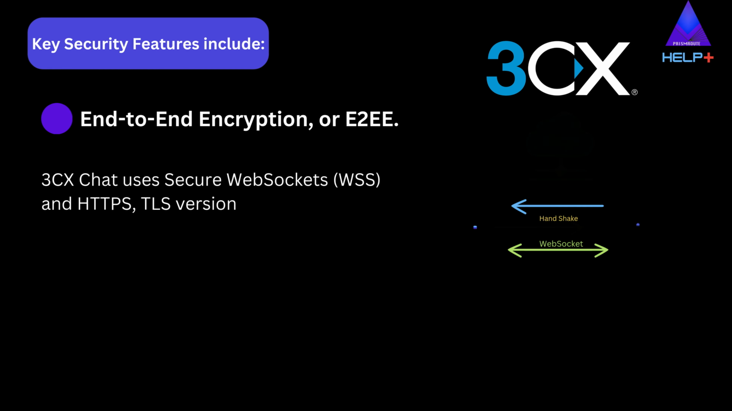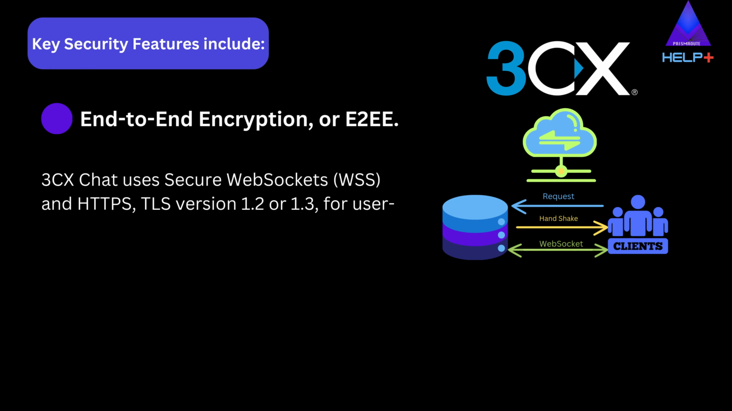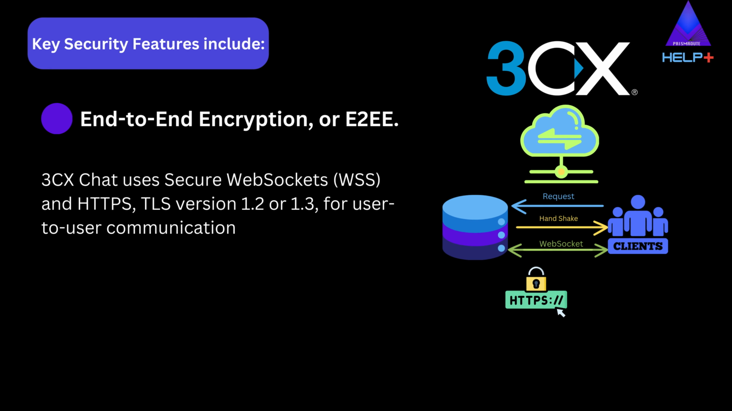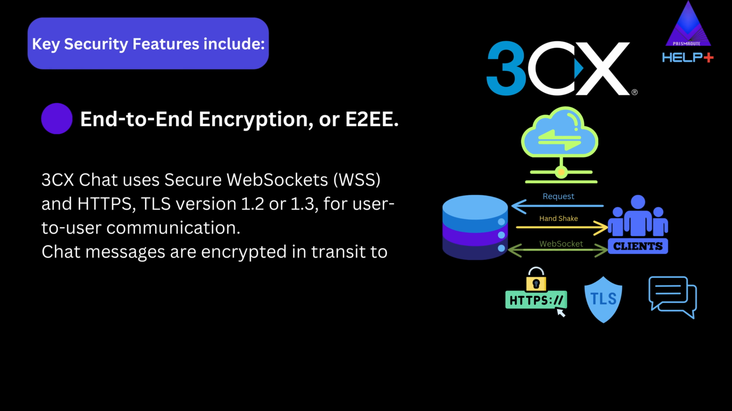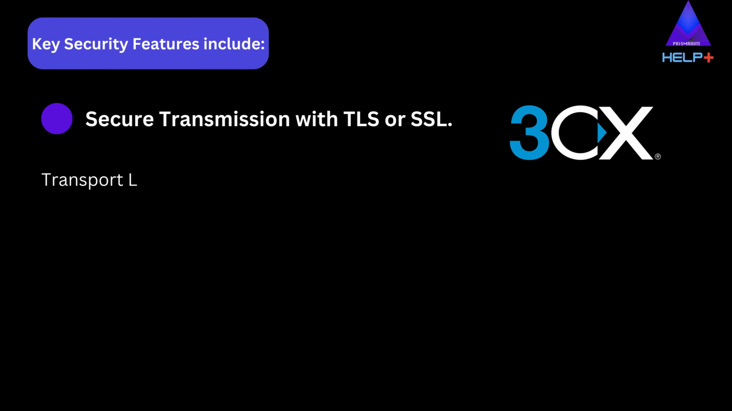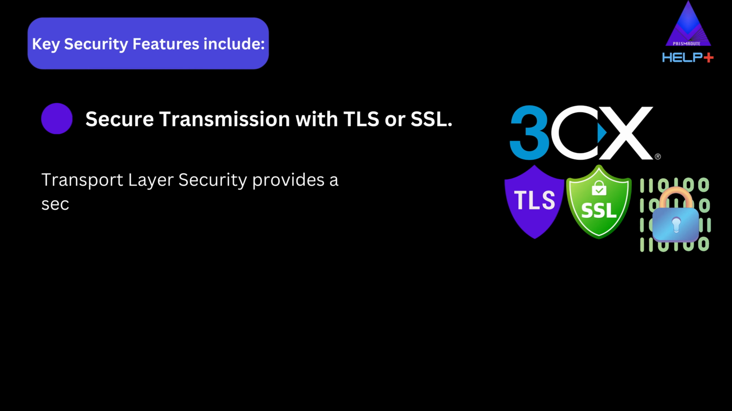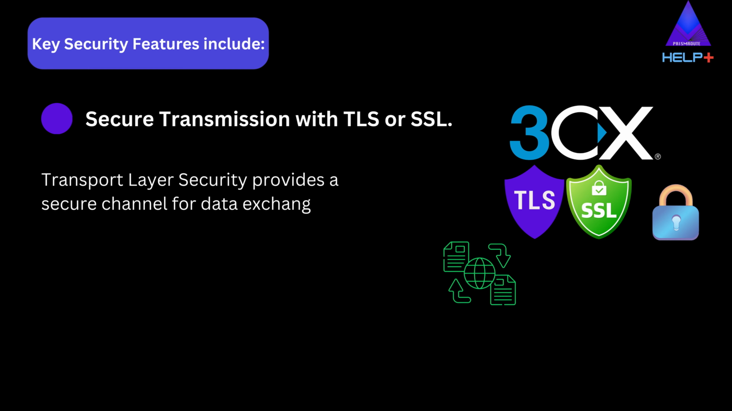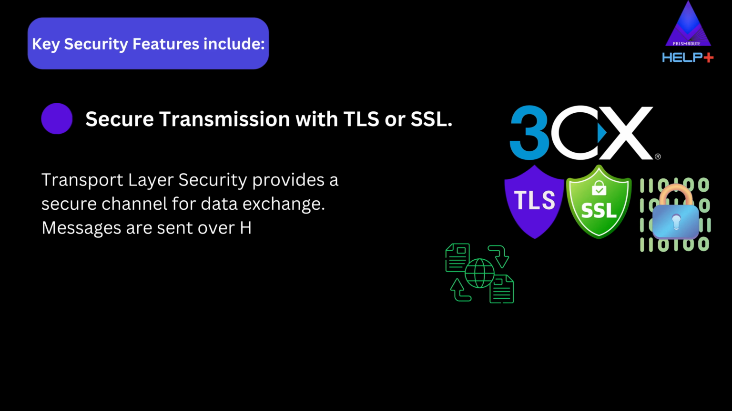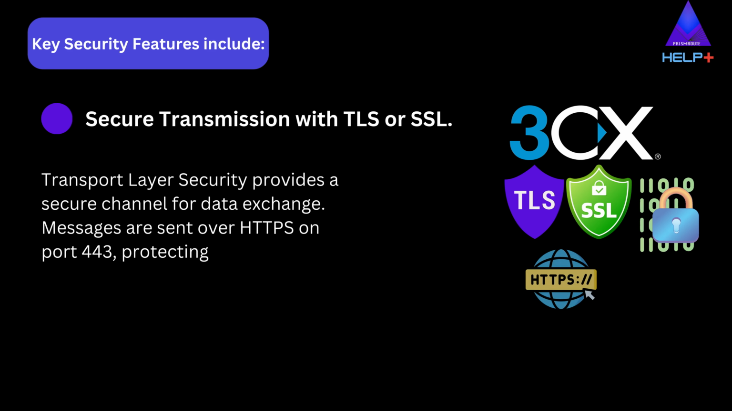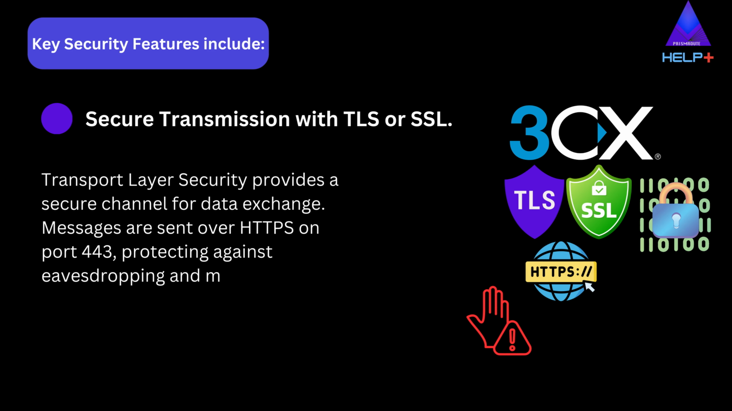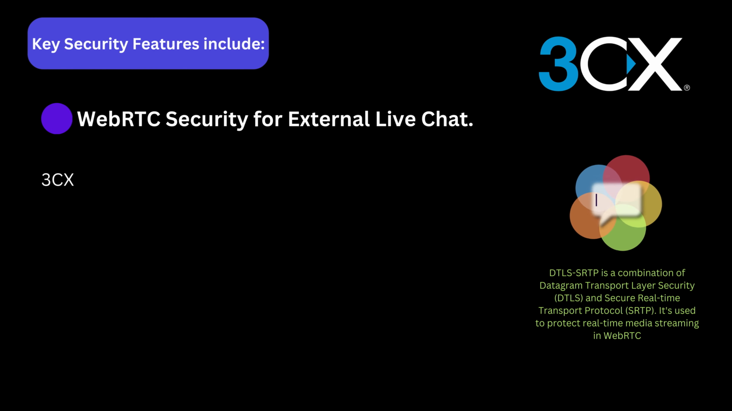3CX chat uses secure WebSockets, WSS, and HTTPS, TLS version 1.2 or 1.3, for user-to-user communication. Chat messages are encrypted in transit to prevent interception or tampering. Secure transmission with TLS or SSL. Transport Layer Security provides a secure channel for data exchange. Messages are sent over HTTPS on port 443, protecting against eavesdropping and man-in-the-middle attacks.